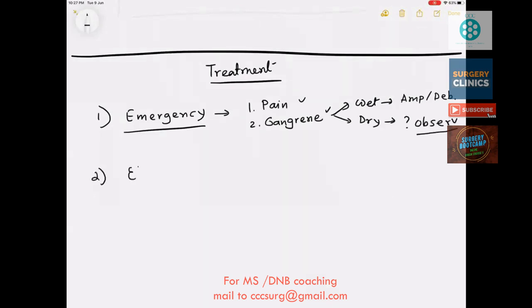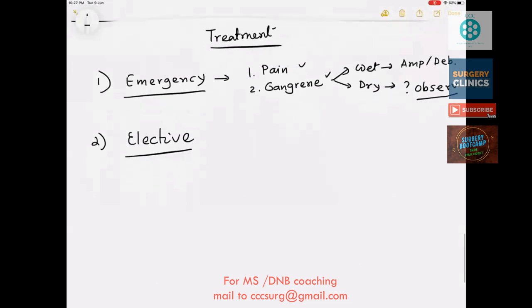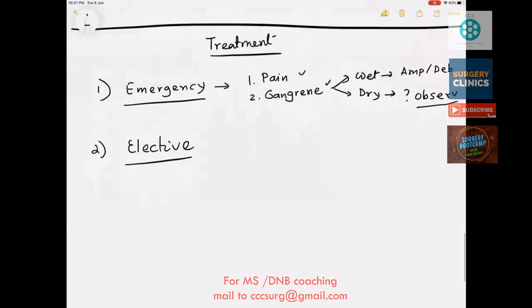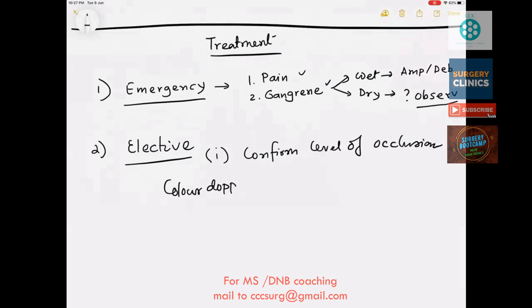If it is an elective background, then that means the patient is not an emergency. So in the elective background, the number one thing is to confirm the level of occlusion by doing a color Doppler ultrasound in B mode.